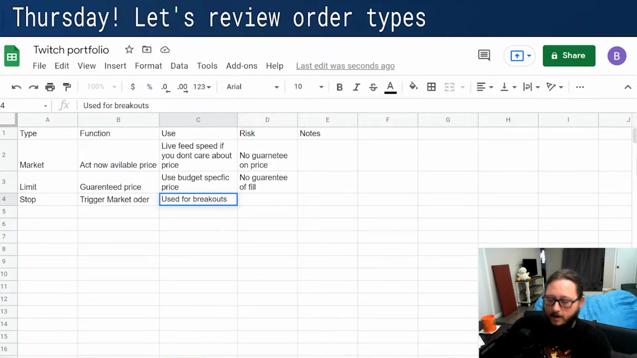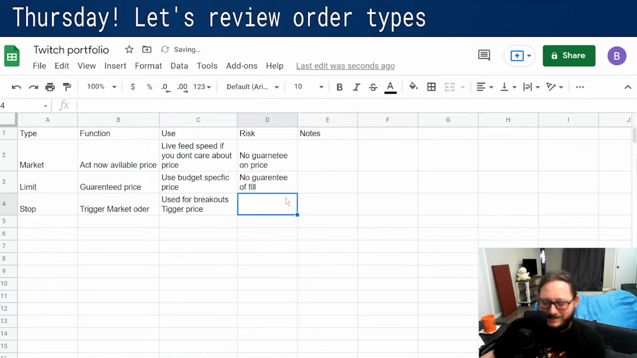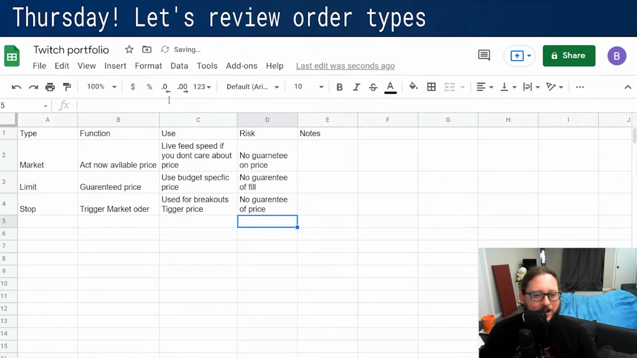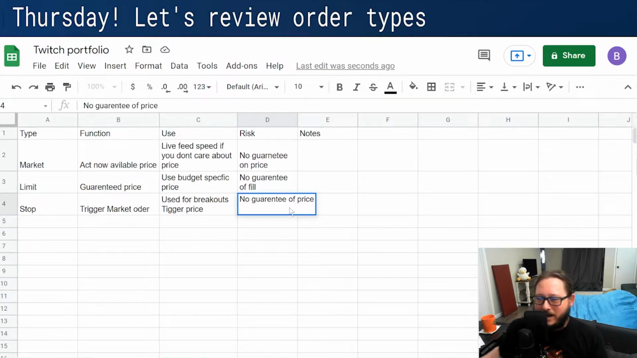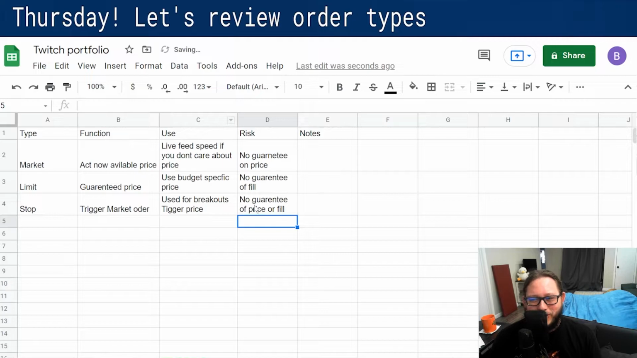It is a trigger price. Okay, and this is important to remember. And the risk here is, again, no guarantee on price. There we go. No guarantee of price. The other thing is you also, on this one, have no guarantee of fill, right? If your trigger is never there, then it won't happen, okay? Or fill. So this one has the risks of both of the previous two orders here.